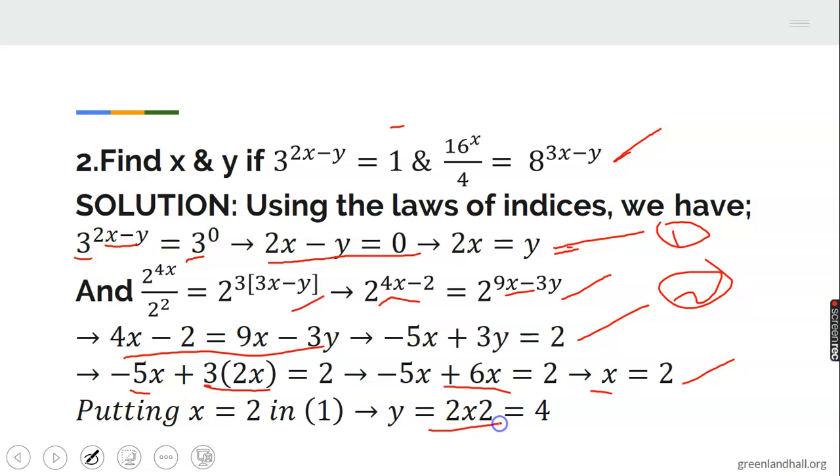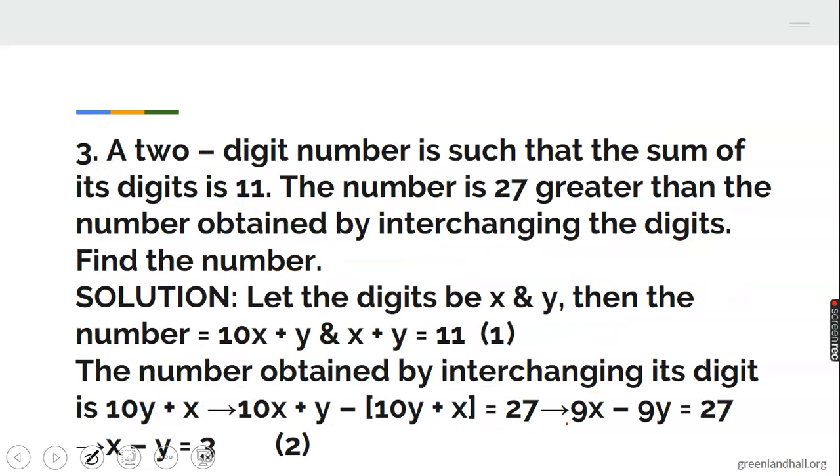X equals 2 in the equation. That means y will equal x times 2, that is 2 times 2, which is 4. Those are the solutions.